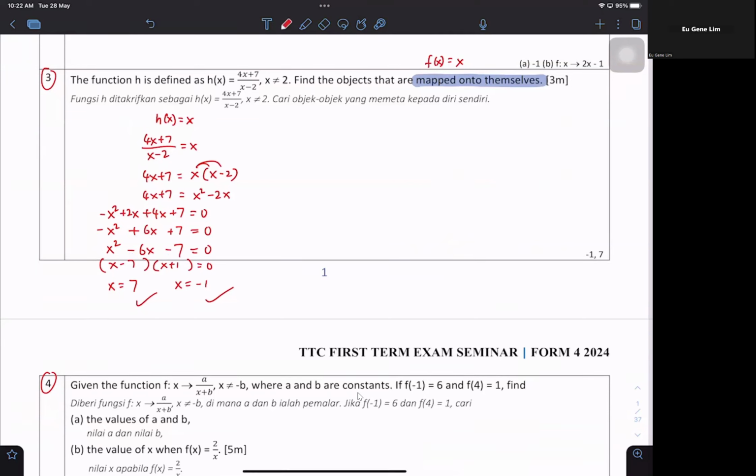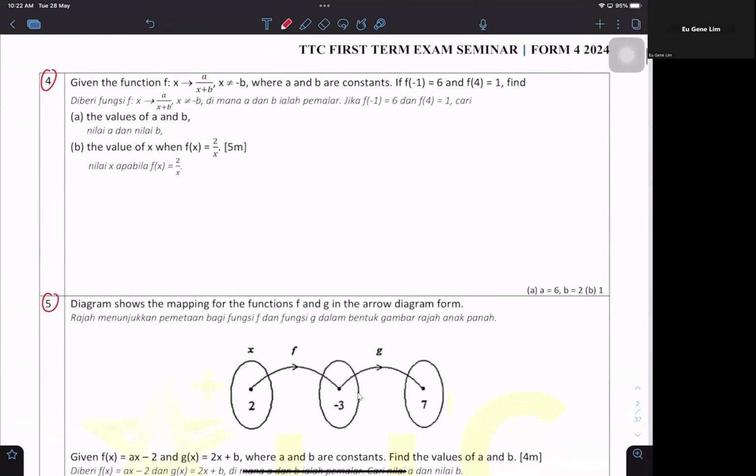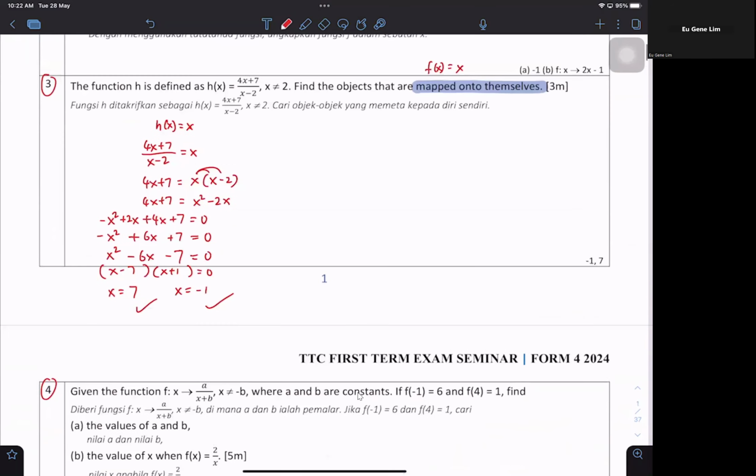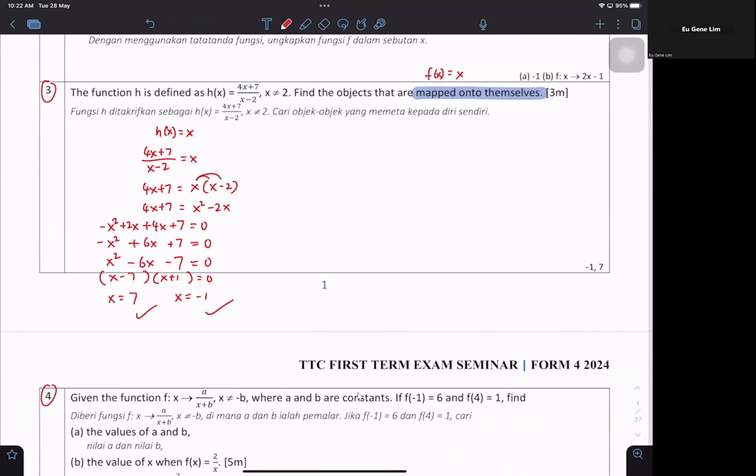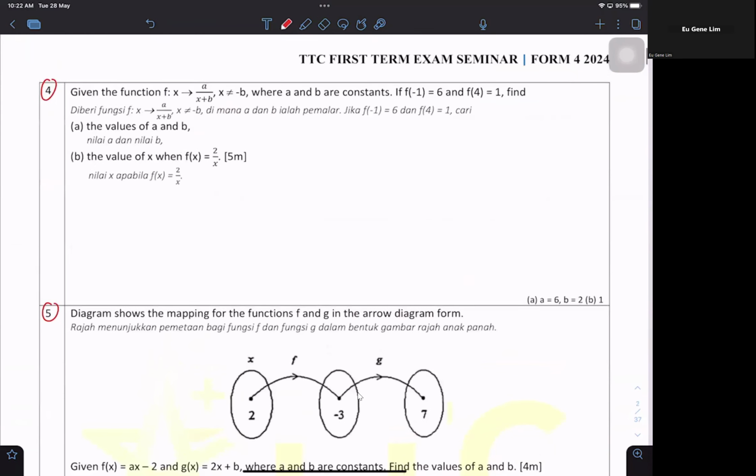Okay, this one okay lah. All these are just normal calculation lah. Okay, next. Okay, next one.